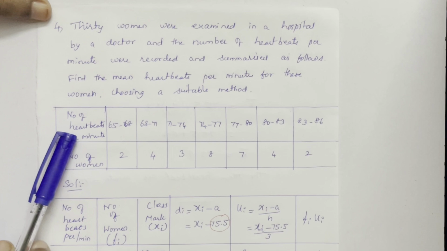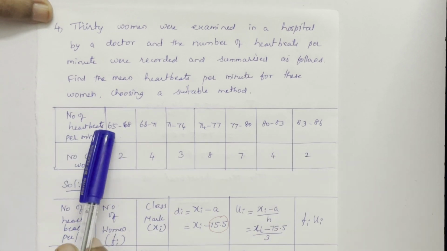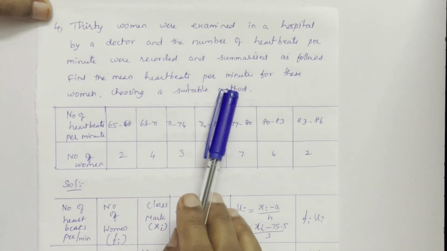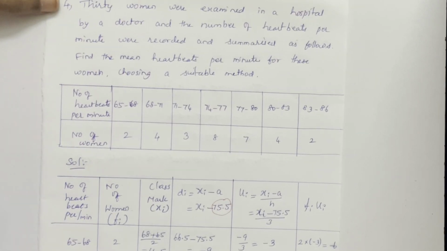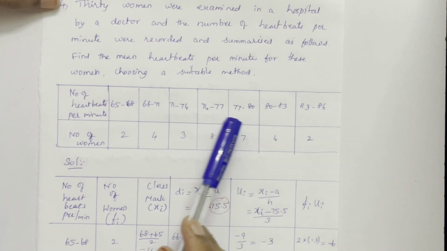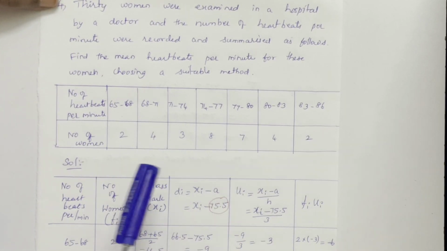Here the number of heartbeats per minute is given. The number of women who got heartbeats in this range are given. We have to find the mean heartbeat per minute for these women, and we have to find which method has to be chosen. So for this we have to check the intervals. First let us see whether the interval is continuous or not.